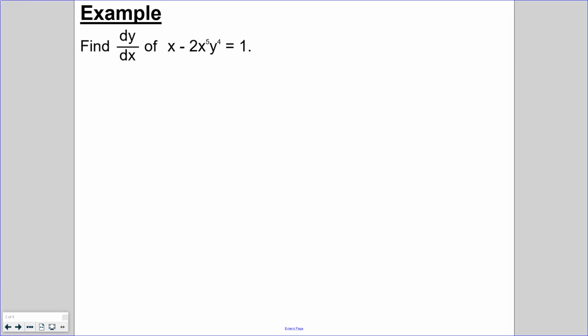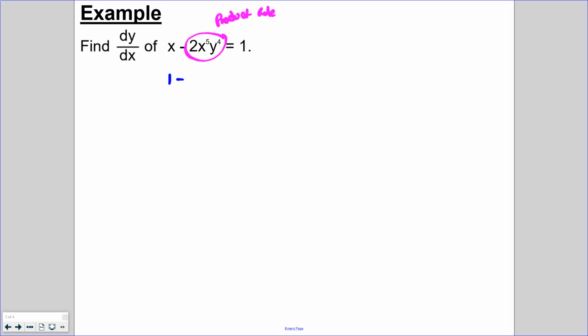Next up, we're going to find the derivative of x minus 2x to the fifth y to the fourth equals 1. And here again we can see that we are going to have to do another product rule because we have x to the fifth times y to the fourth. So we have product rule inside of our implicit differentiation. So let's dive in. Well, let's see, we can take the derivative of the x first, so that's just going to be 1. And then minus.